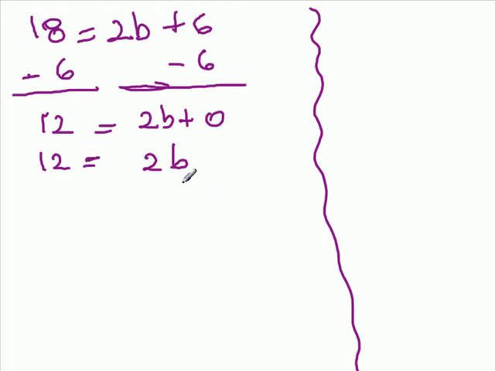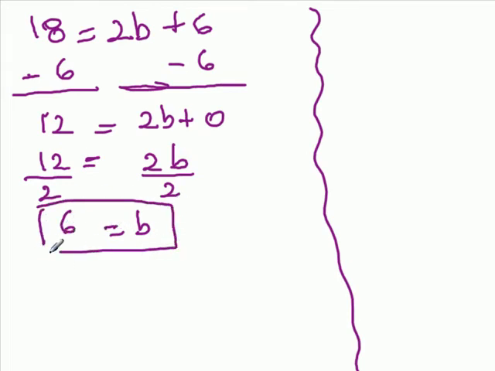Now, the equation is saying that a number, when it's doubled, we get 12. So we cut both sides in half by dividing by 2. The fraction sign can be used for division. When we cut the 2b in half, we only get 1b. And when we cut the 12 in half, we get 6. So that means that b stands for the number 6.